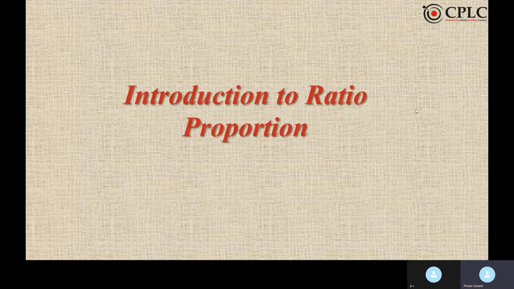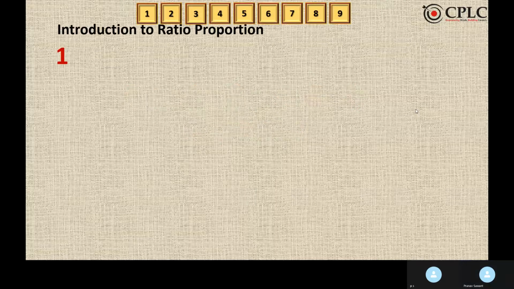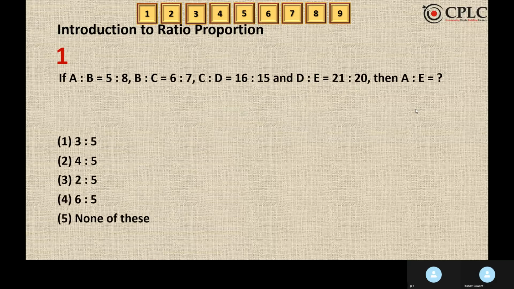Hi guys, so today we are going to solve some questions of ratio and proportion. First question says, if A is to B is equal to 5 is to 8, B is to C is equal to 6 is to 7, C is to D is equal to 16 is to 15, and D is to E is equal to 21 is to 20, then find A is to E.